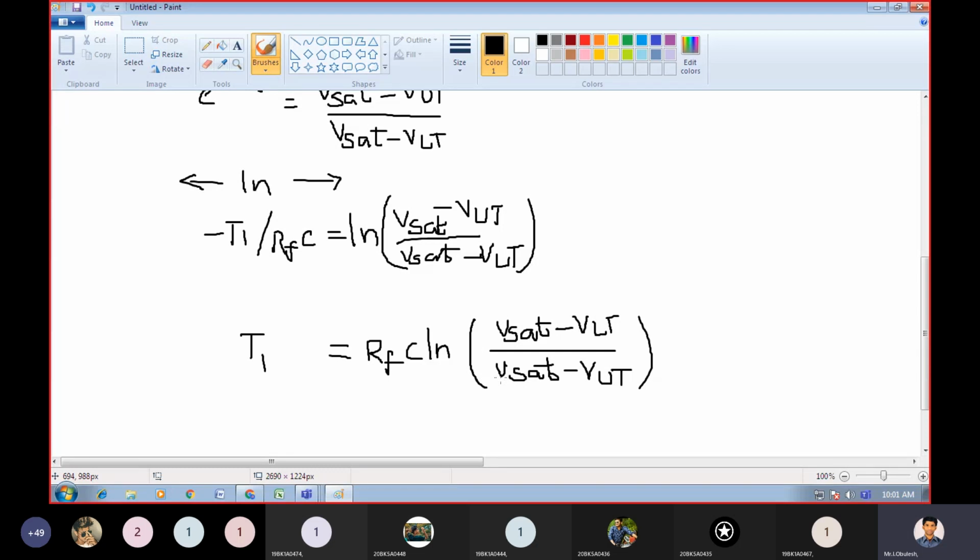The time taken by the capacitor to charge from the upper threshold to the lower threshold is the same as the time required for charging the capacitor from VLT to VUT.